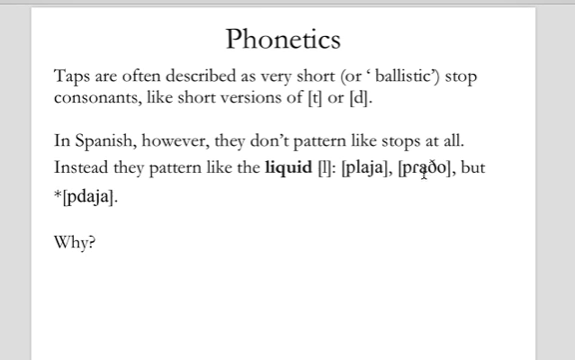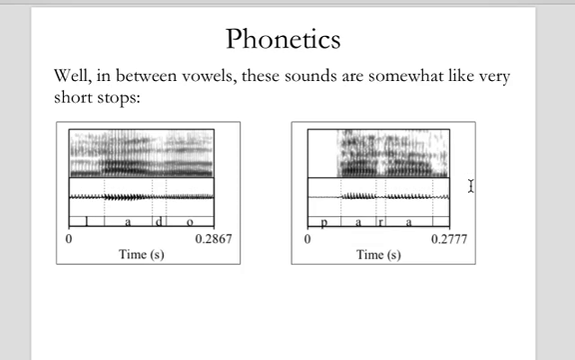And of course, this sound is written with an R in Spanish, so probably you already sort of knew this, but writing systems are really not a good source of evidence about a language. You want to look at the spoken language if you're trying to learn something about the mental grammar. And so here we're seeing that in English, it looks like taps pattern like stops, but in Spanish, they pattern like liquids. So why is this? Well, maybe phonetics can help us explain.